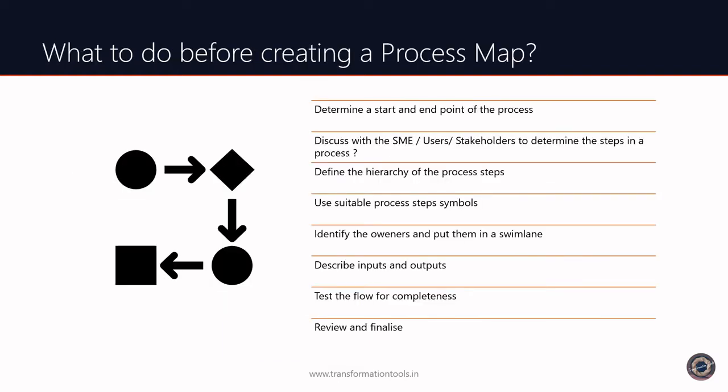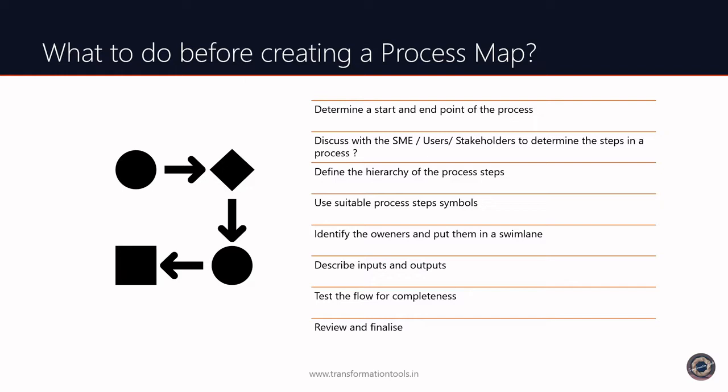So what do we do before we create a process map? We determine a start and an end point of the process, typically discussing with the subject matter experts, users, and the stakeholders to determine the steps in the process. Very important is to define the hierarchy of the process steps, like what we discussed in the previous slide: level 1, level 2, level 3, and level 4. Also, a good way is to look at the process in the form of process, sub-process, tasks, and activities.